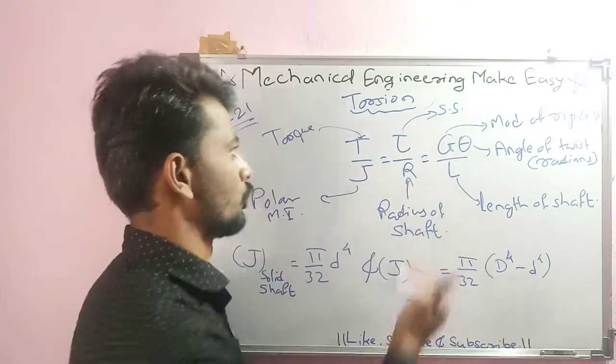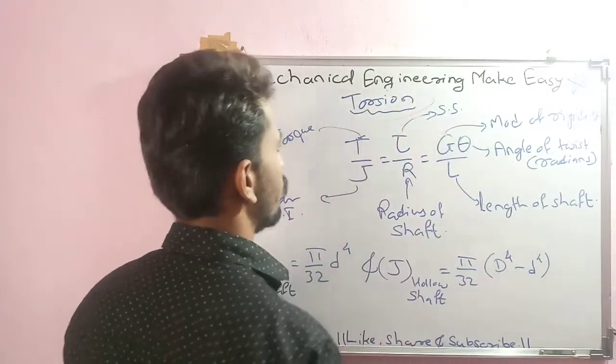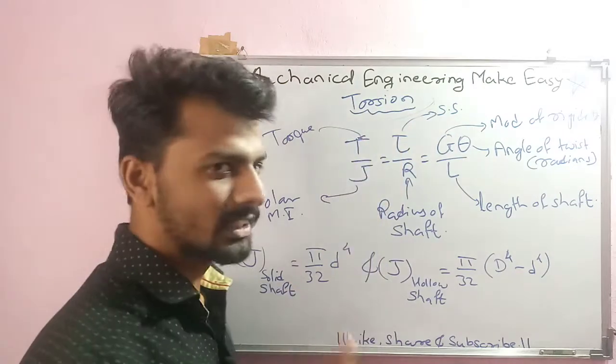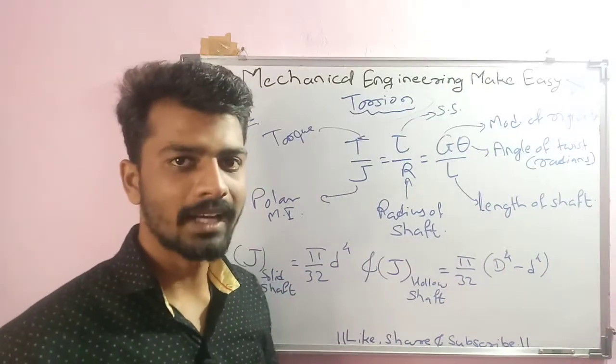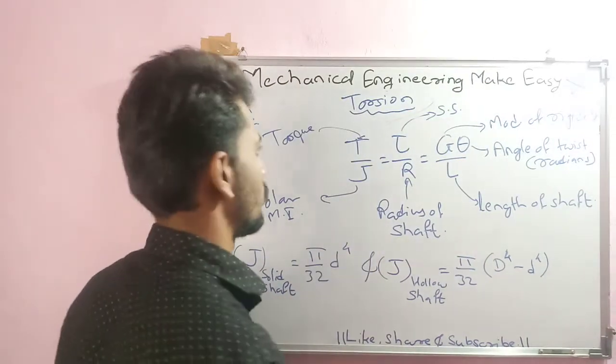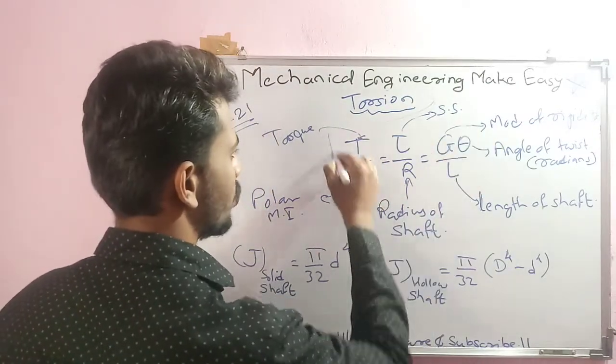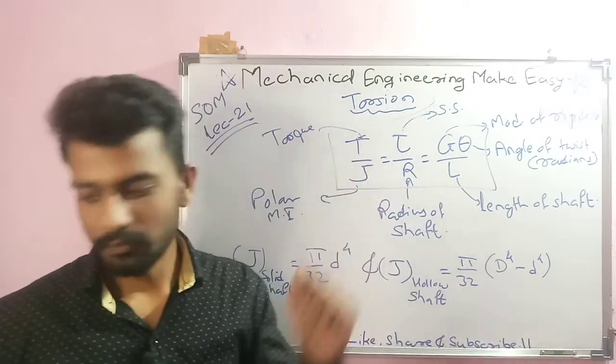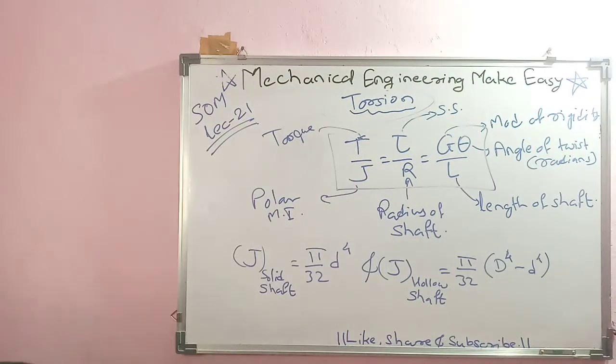So let's start with torsion. What exactly is torsion? Torsion is nothing but the twisting moment that is developed, and because of that the torsion is developed in the shaft. For that there is one formula, which is nothing but the torsional formula. So we will first study the torsional formula.